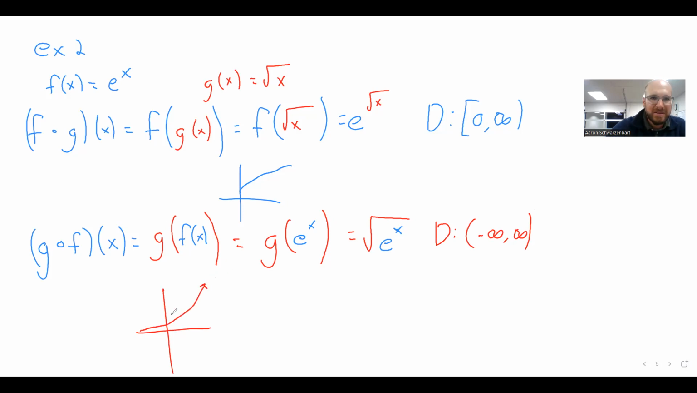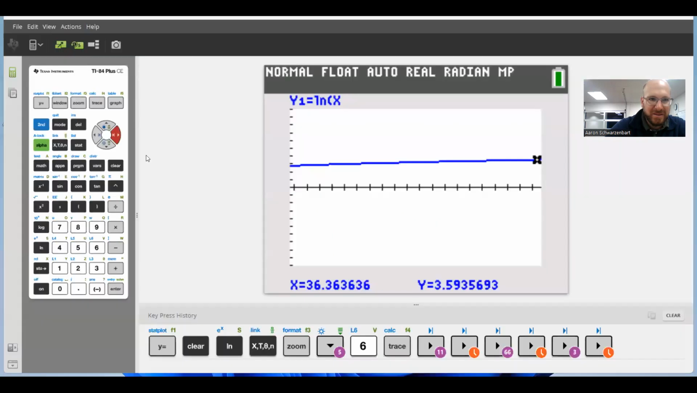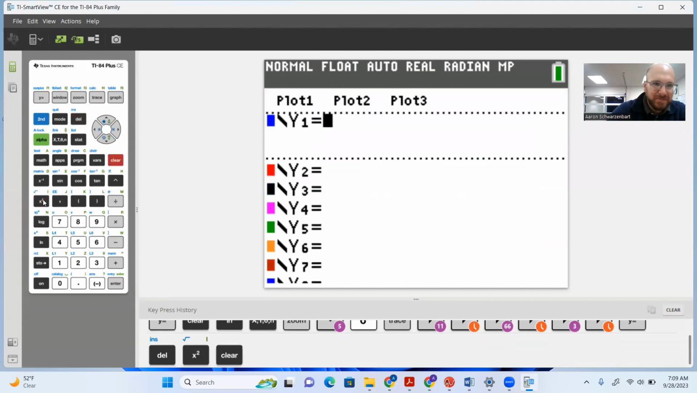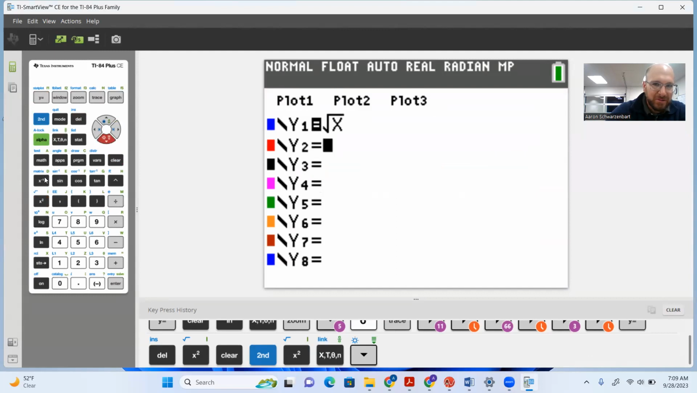Okay. Let's take a look at this on the graphing calculator. I'm going to graph the original functions and the composed functions. So I'm going to start with square root of x. I will then go to e to the x.